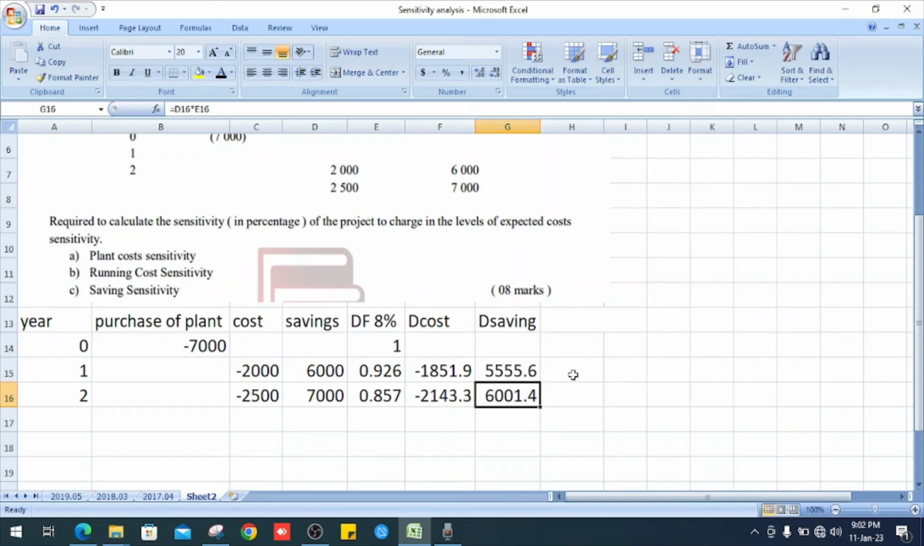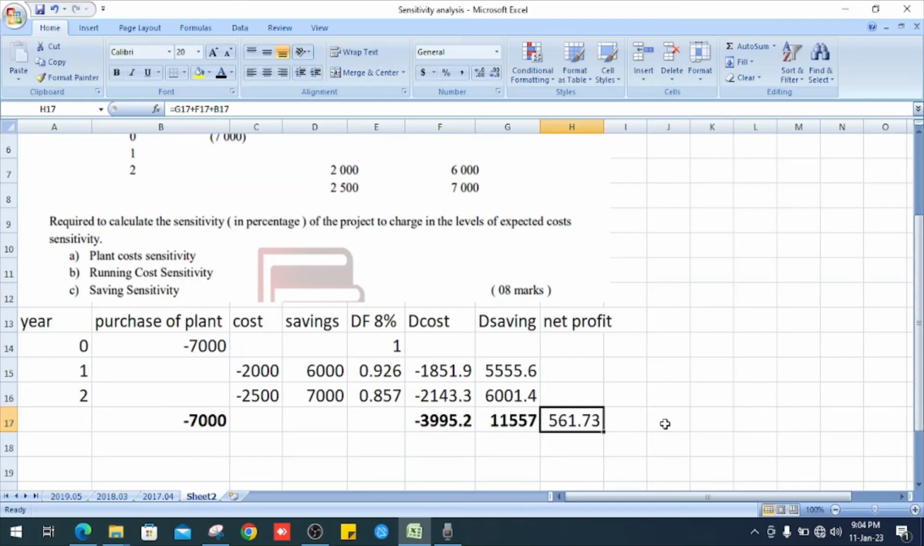Right, now we get the discounted cost and discounted saving. Next we can get the net profit. How do we get the net profit? We get the total of discounted cost and the total of discounted saving, and initial investment. So net profit equals minus 7000 plus minus 3995.2 plus 11,557. You can get the net profit, it is 561.